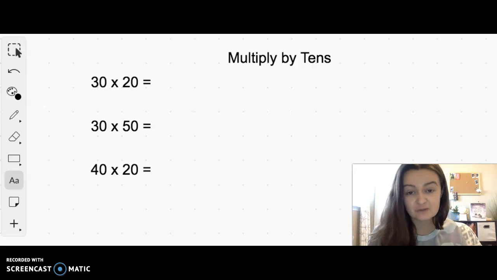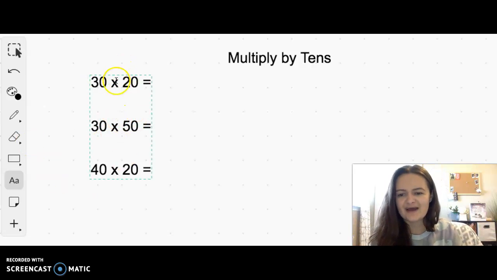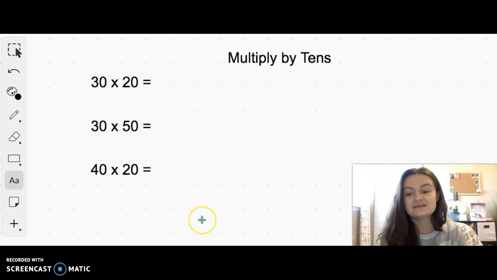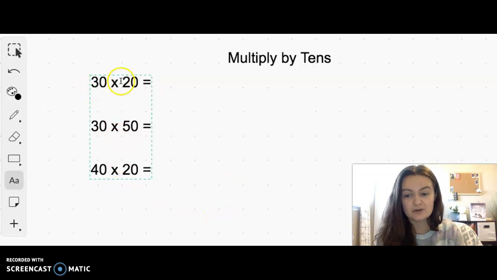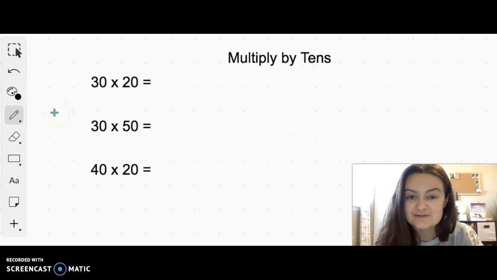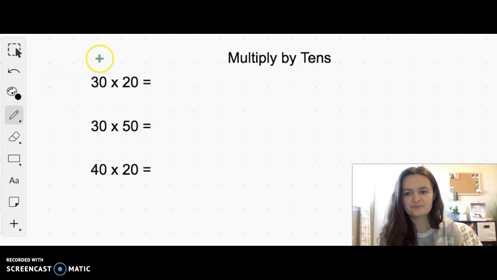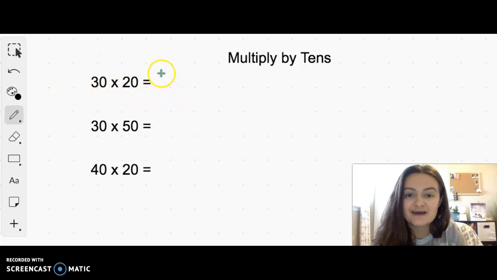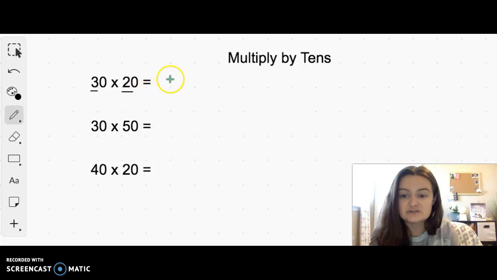One strategy that we've learned is we can multiply by tens. As you can see over here, I have 3 equations that I can solve. Now remember the new strategy that I introduced to you, and I'm going to go over the steps that we take to multiply these numbers together. Number 1, when we look at our equation, we find a basic fact. My basic fact here, I could find 3 times 2. Well, I know that 3 times 2 is 6, so I'm going to record 6 right there.